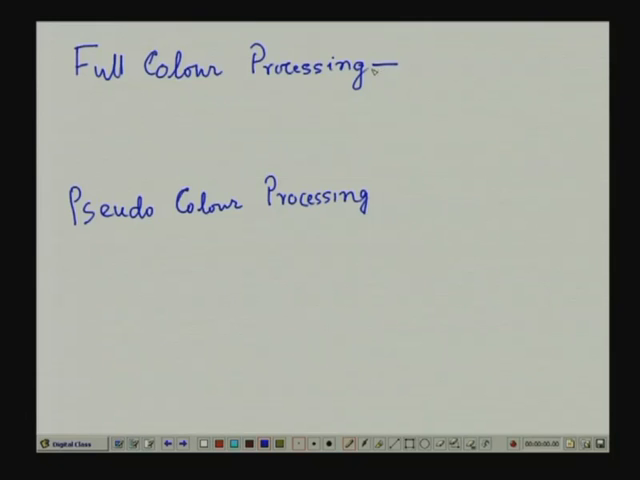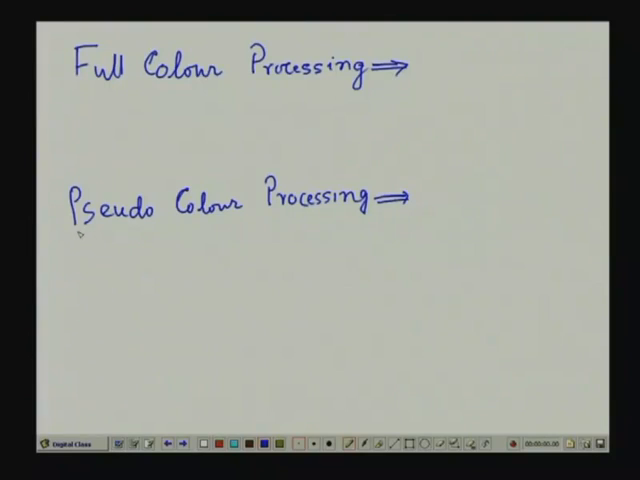Now, what is meant by full color processing or pseudo color processing? When we talk about full color processing, the images are acquired by a full color TV camera or by a full color scanner, and almost all the colors that we can perceive are present in the images. So that is what is meant by a full color image, and when we process such an image, we take into consideration all those colors which are present in the image.